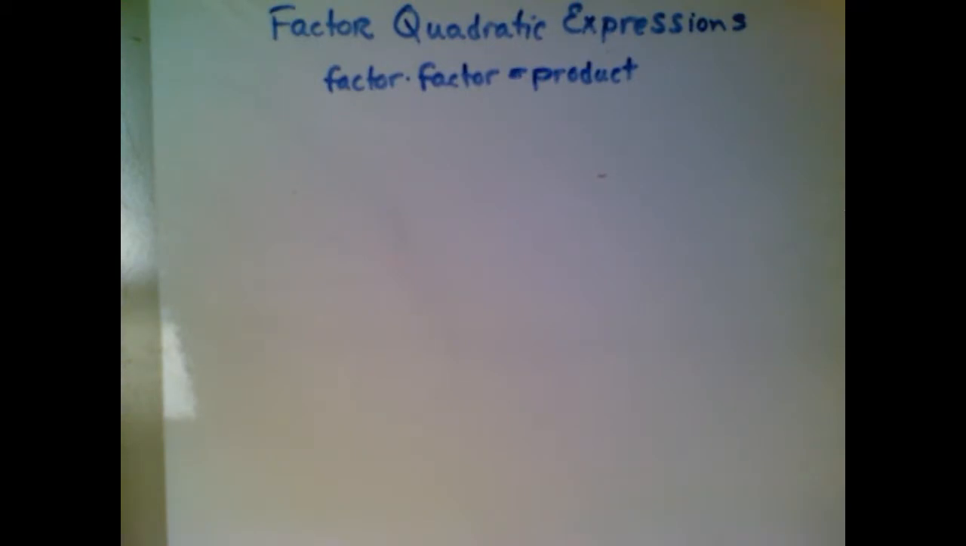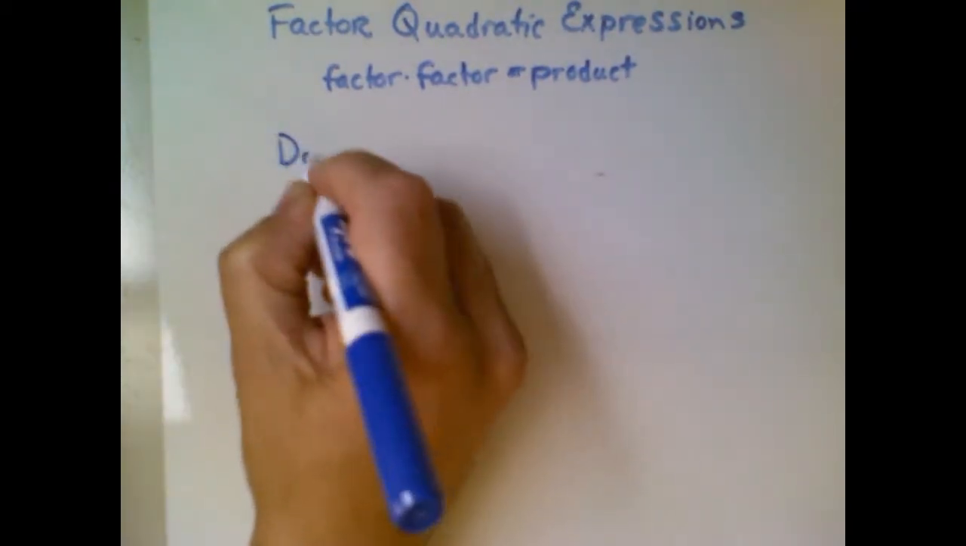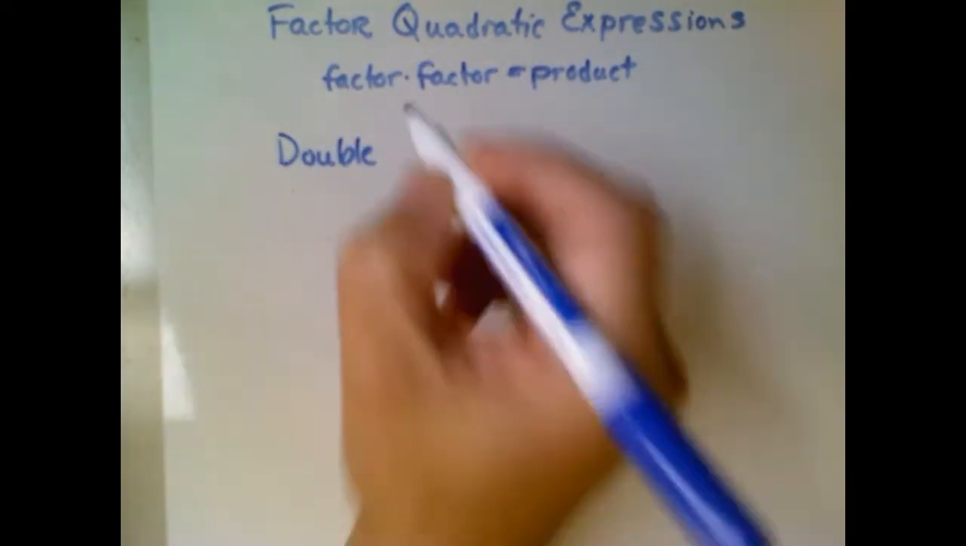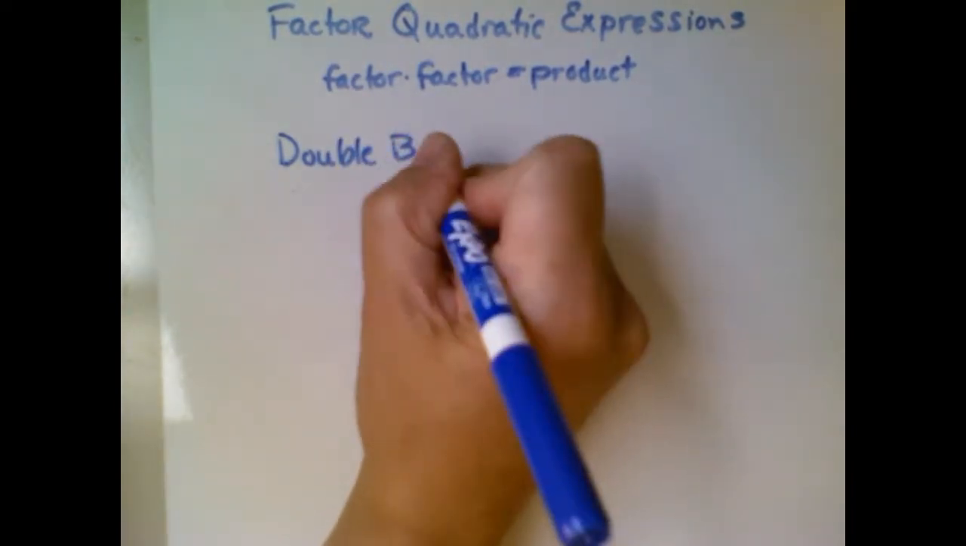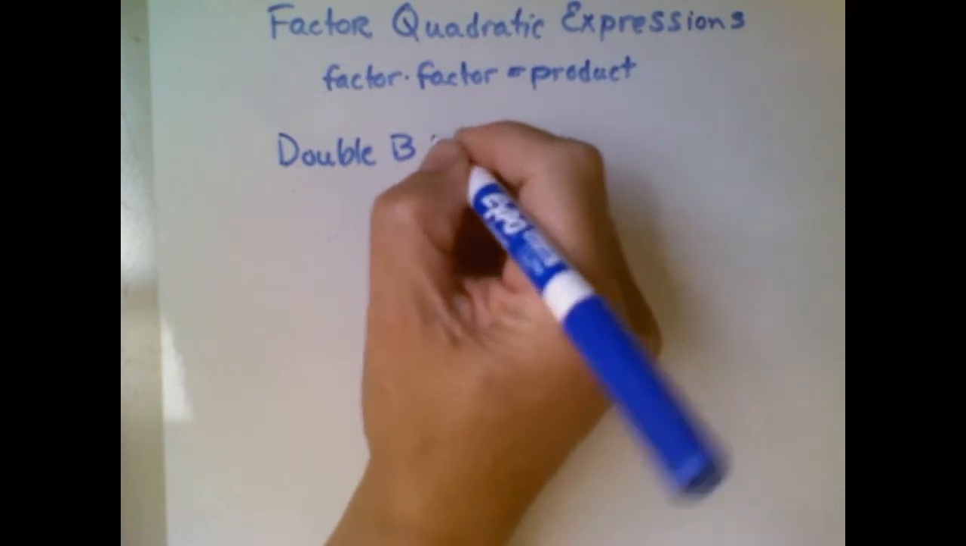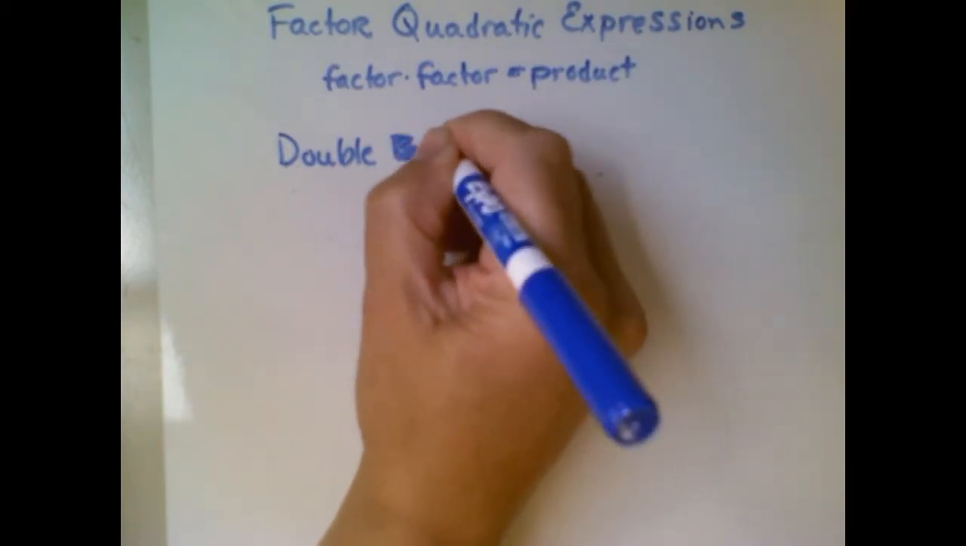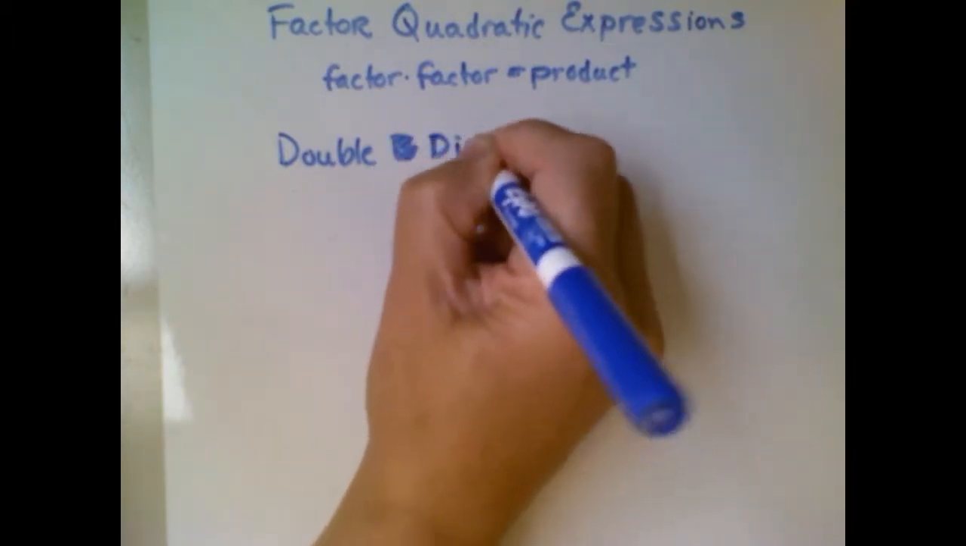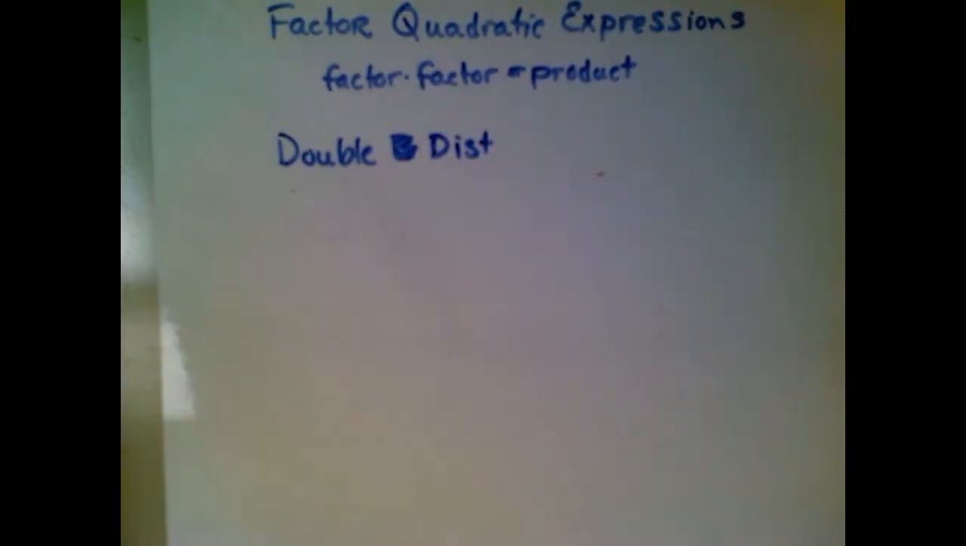So let's reintroduce some prior learning. Again, we start with double distribution. I know that some people call this binomial distribution, but I do like to call it double distribution because I want my kids to see that this is sort of a double process. You have to take one binomial expression and multiply it by another binomial expression.